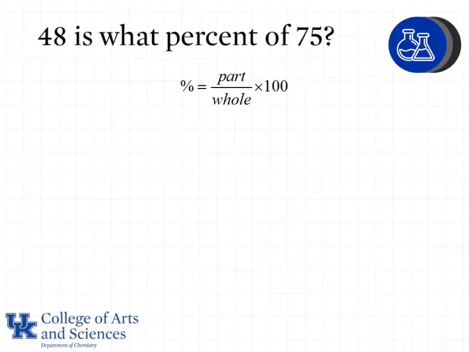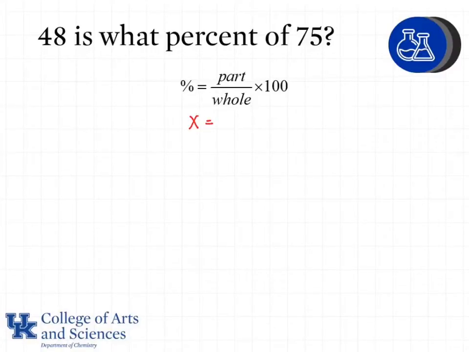Let's look at another example. 48 is what percent of 75? So in this one, it's asking what the percentage is. And so we're still starting with the exact same equation. 48 is a smaller number, so that must be the part of 75. So the "of 75" also tells us that that's the whole number for the equation.